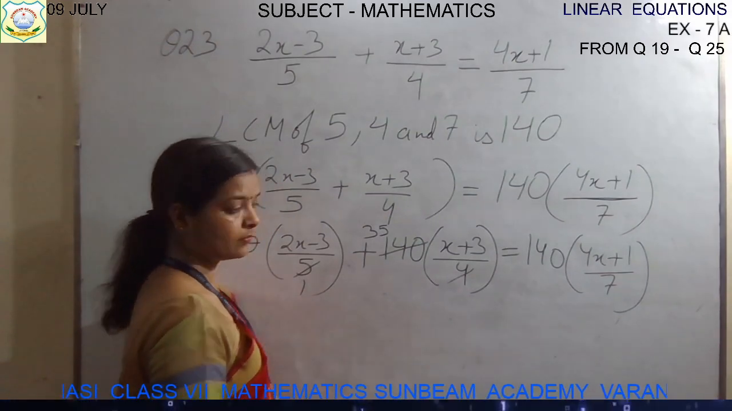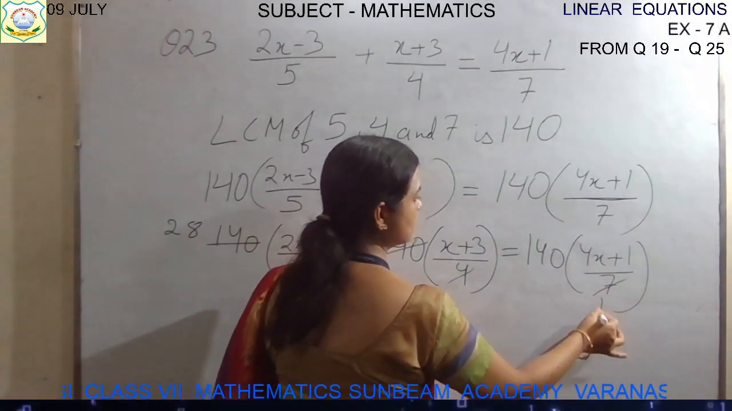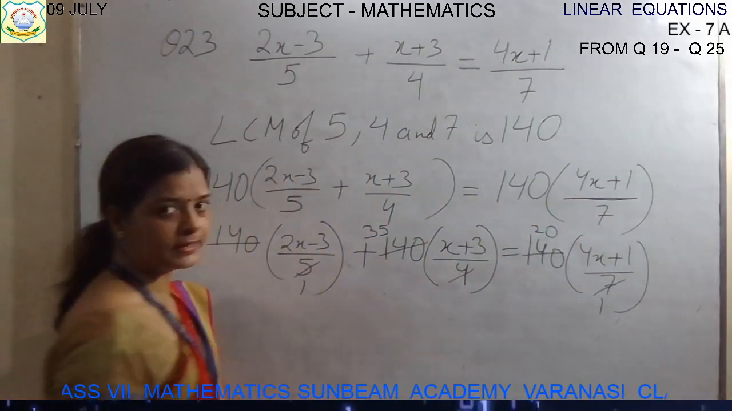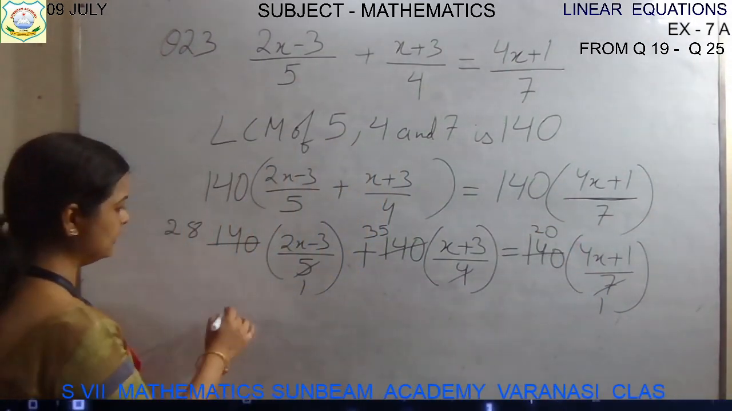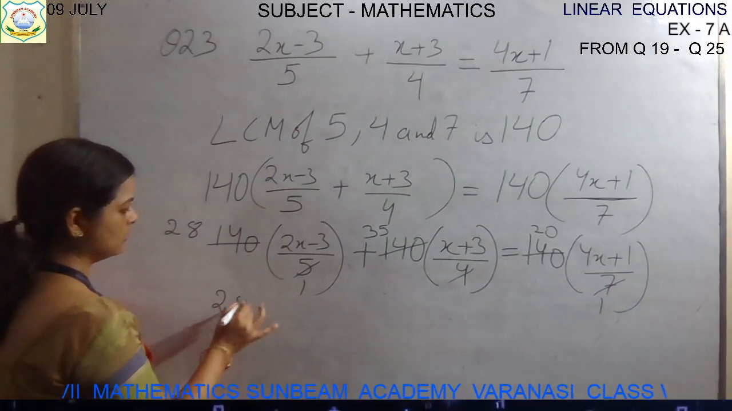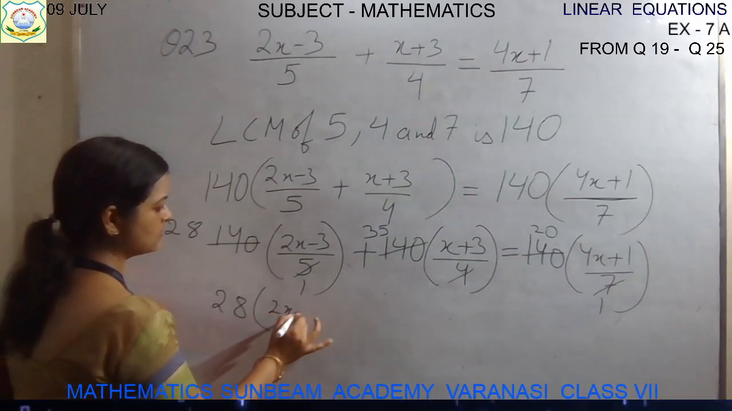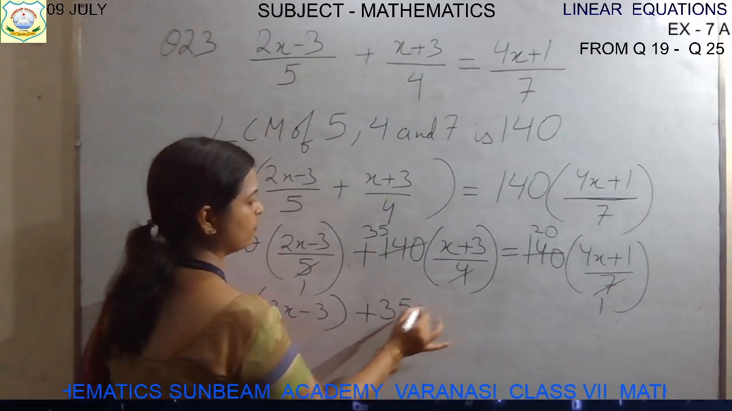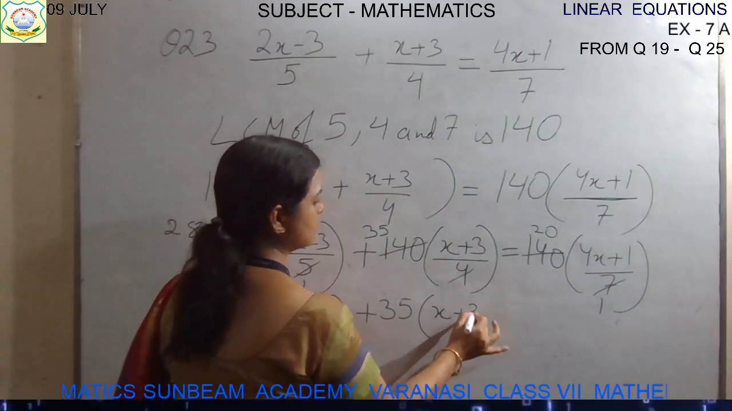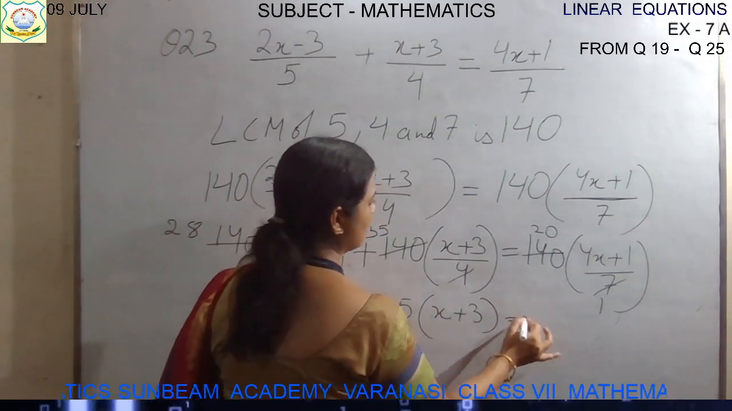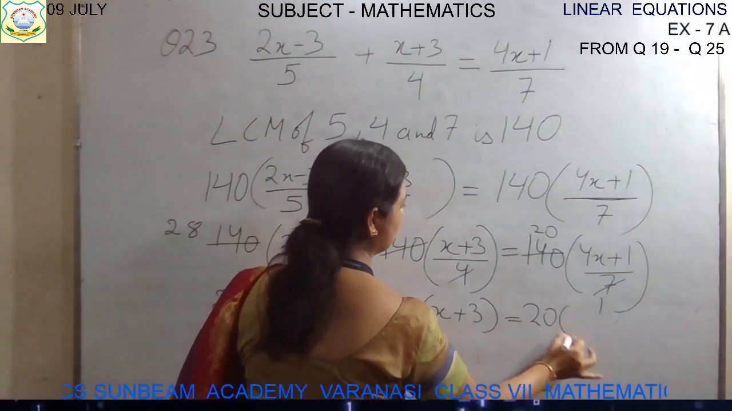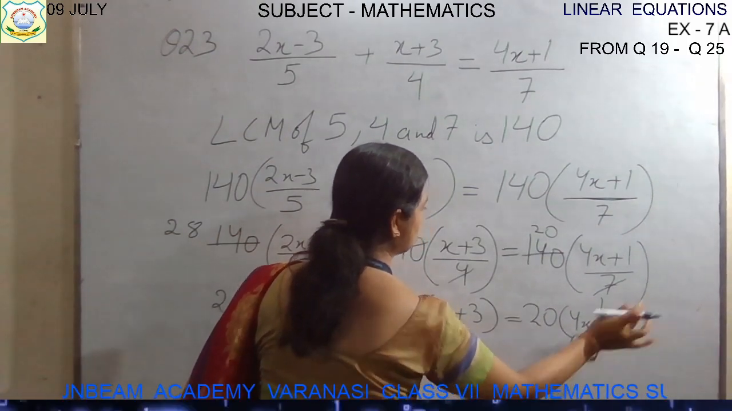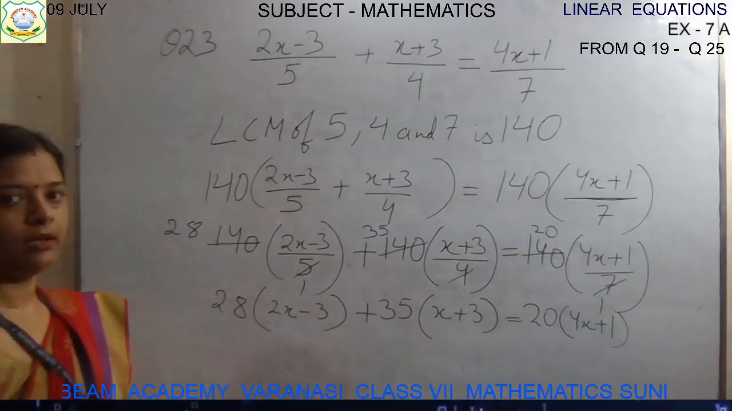35 will come. And here it's simple, children. 7 1s are 7. 7 2s are 14 and 0. So 20 will be left. Now write down 28 into 2x minus 3 plus 35 into x plus 3 is equal to 20 into 4x plus 1. In this way we will solve it.